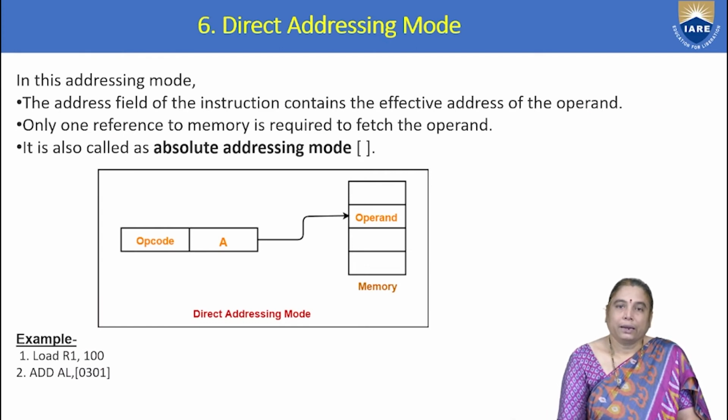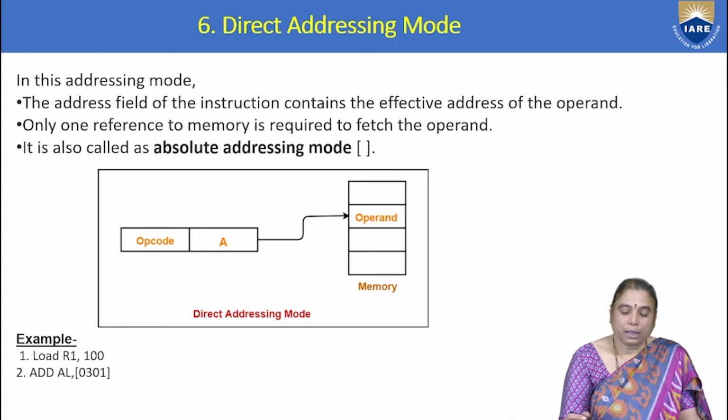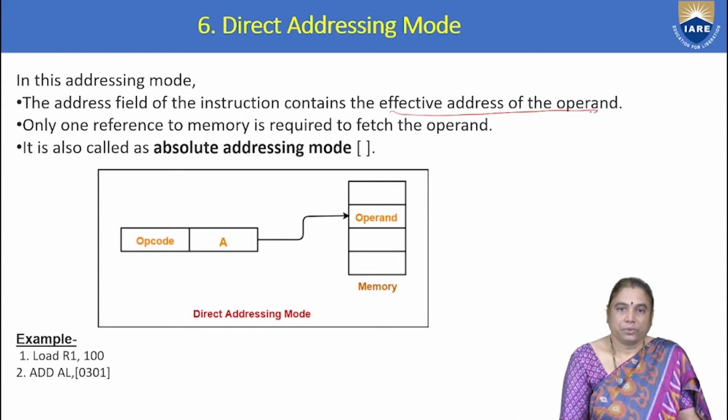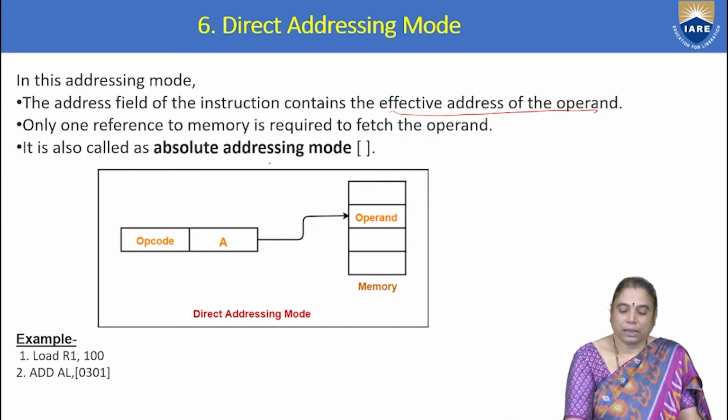Next is direct addressing mode. In this addressing mode, the address field of the instruction contains the effective address of the operand. So in the instruction format, the opcode and address have to be specified. The address specified in the instruction is the effective address of the operand. This is also called absolute addressing mode.